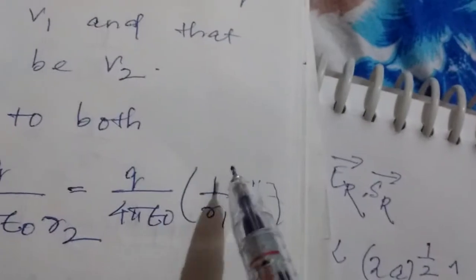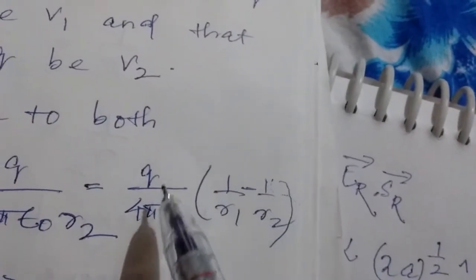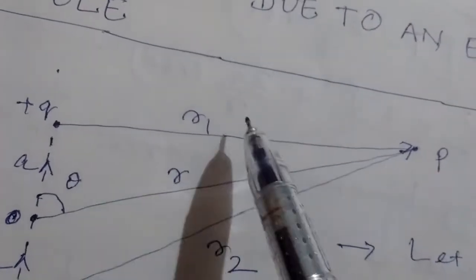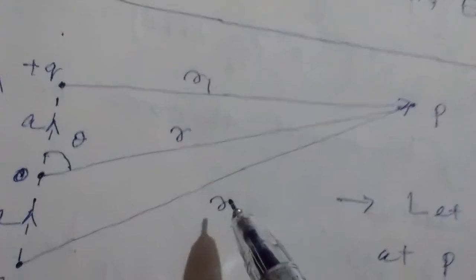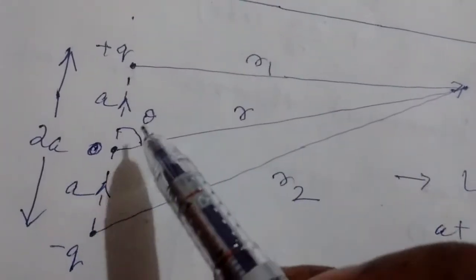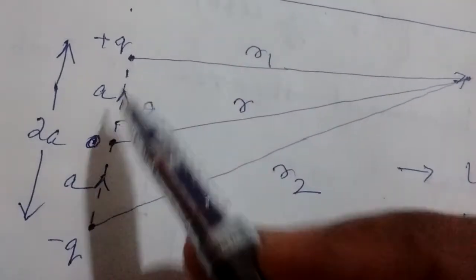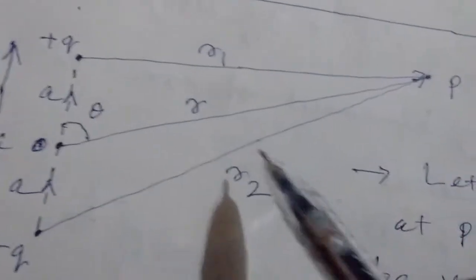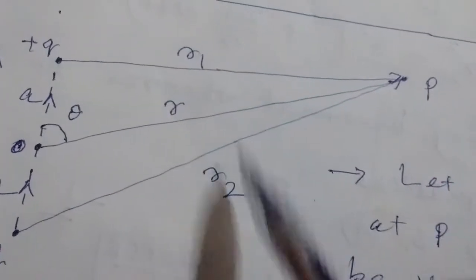Now, here the 1 by R1 and 1 by R2 are given, but R1 and R2 are not given. We have assumed R1 is the distance here, R2 is the distance here. We have assumed it. It is not given. What is given? Given is only R, this theta, this A. This theta could also be not given. Now, since R1 and R2 are unknown, we have to replace them by some known quantities.